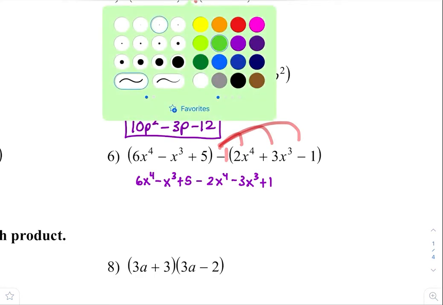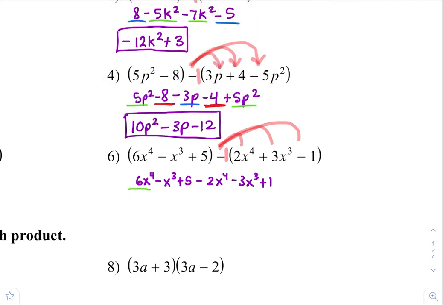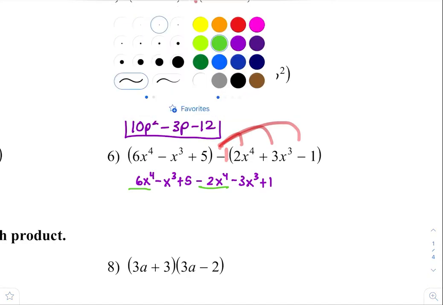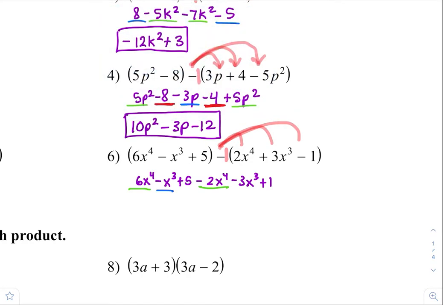So let's combine like terms. So this one, the highest degree is 4. The next one, x to the 3rds. And the next one, the constants, which are 5 and 1.